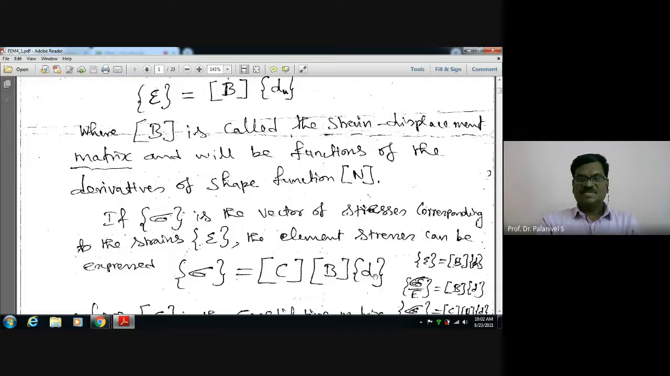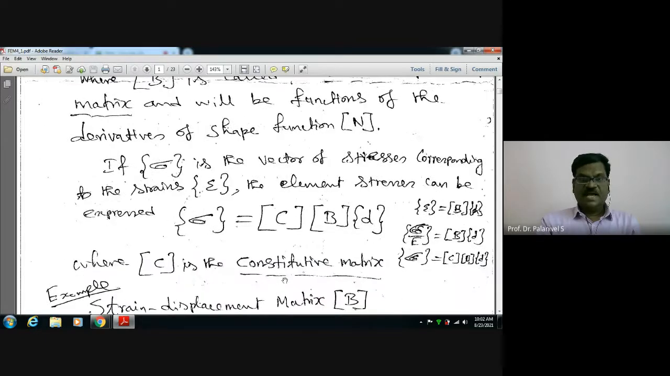The δ notation we use to represent the nodal degrees of freedom, that is, the displacement at the nodes. So sigma equals C into B into δ vector, where C is the constitutive matrix. The expression I gave here is not necessary; whatever I told you is written in another way. C is called the constitutive matrix, which is nothing but the stress-strain relationship.